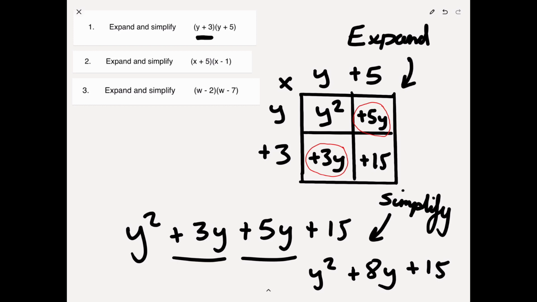It's simpler because we had 1, 2, 3, 4 separate things here. We've added the 3y and the 5y together. We've now only got 1, 2, 3 things. It's simpler as less terms. Our final answer then for that question, y squared plus 8y plus 15.